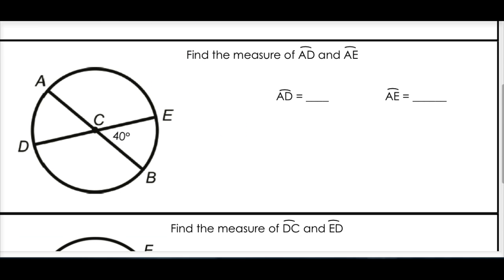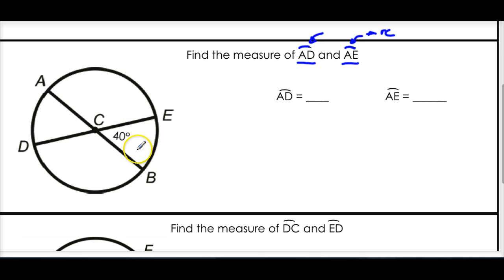All right, in this case, let's get a little harder. Turn it up. We're going to find the measure of arc AD and the measure of arc AE. These are arc symbols. I know these are arcs because of the little curve right here. I'm going to find the measure of these two arcs.